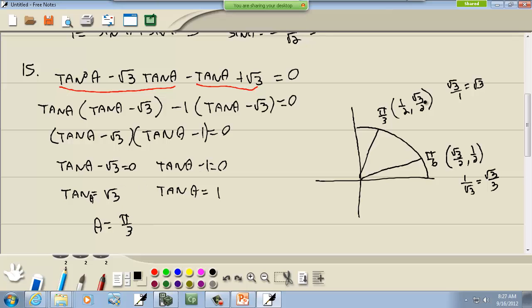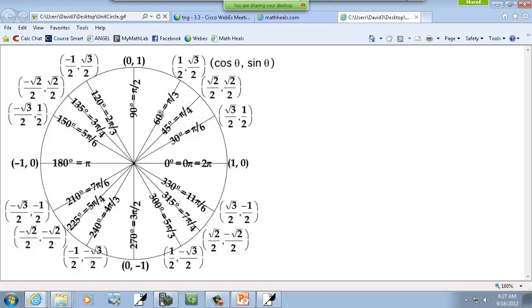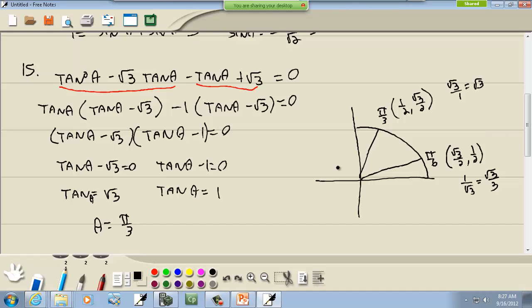now also, if these were both negative, negative divided by negative is positive. So by symmetry, here's pi over 3. If I go straight down here, this one is also 4 pi over 3.